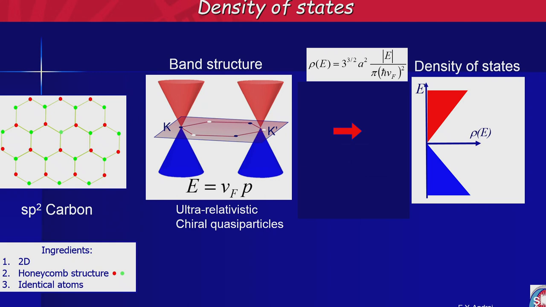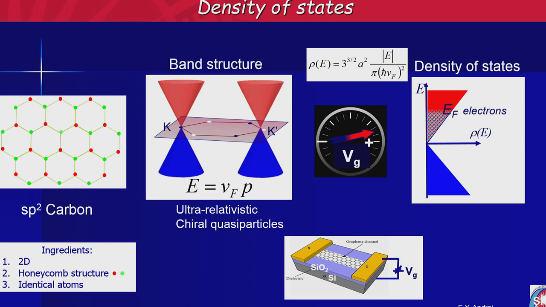Let me repeat the animation here. So I'm gating it, positive gate, I'm moving in the electron sector, negative gate, I'm moving in the hole sector, completely smooth. I can really change the Fermi energy. You cannot do this in regular metals because the densities of states are much too high. And this is how much it takes. 1 volt buys you 7 × 10^10 carriers per centimeter squared. That's a lot. So you can really move the Fermi energy, and we use that in all our experiments.